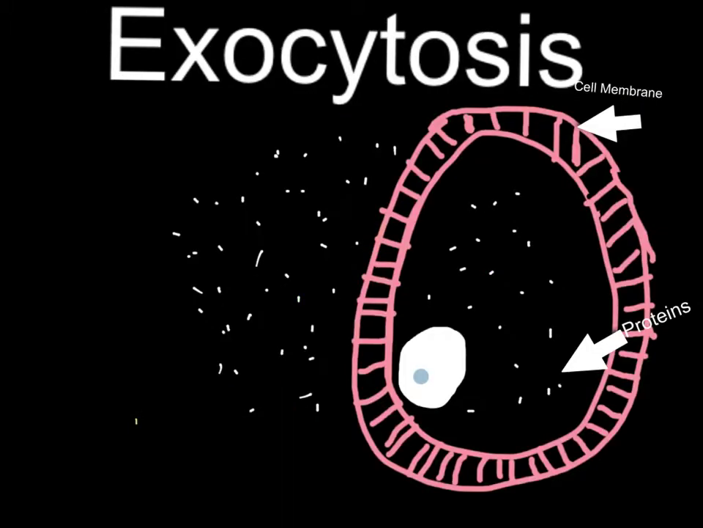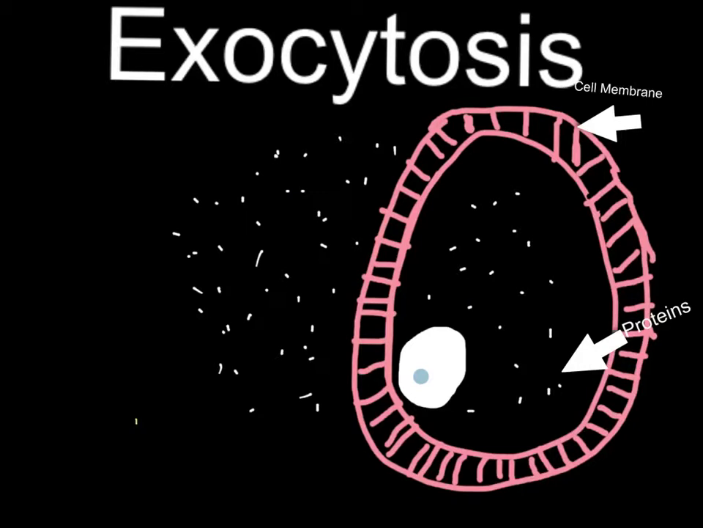Exocytosis is the process when used proteins that the cell doesn't want. The cell membrane creates a vessel around the proteins and is forced through the cell membrane out of the cell. Another way to remember exocytosis is it kind of sounds like exit, or exiting the cell membrane.